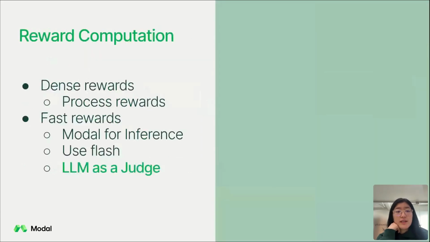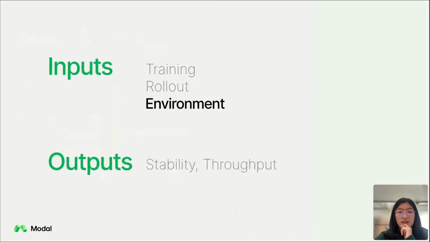And then another thing is slightly related to this, but when you're doing reward computation, there are many things you can do. So you want to have dense rewards. So process reward is something that's important. You also want to have fast reward. So Flash is great for this. And then we'll also walk through an example using LLM-as-a-judge. Yeah. Any questions here?